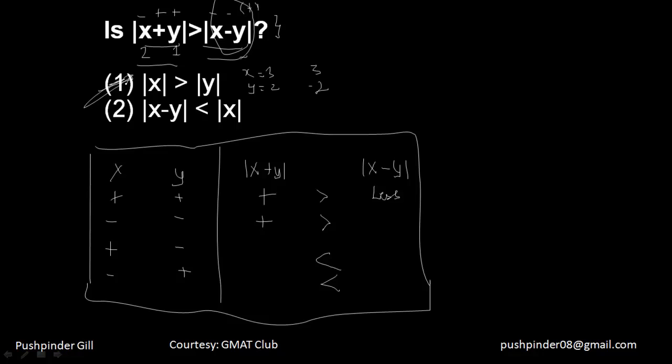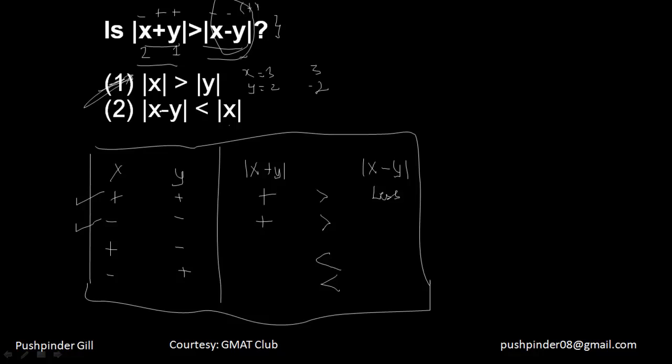Now statement 2 says that modulus of x minus y is less than modulus of x. If both of the numbers are positive, then this would hold true, isn't it? Positive minus positive will hold true. Similarly, if both the numbers are negative, that will again hold true, because a modulus of a negative number becomes a smaller number. x minus y will be smaller than x in terms of modulus value. That means it will still hold true.